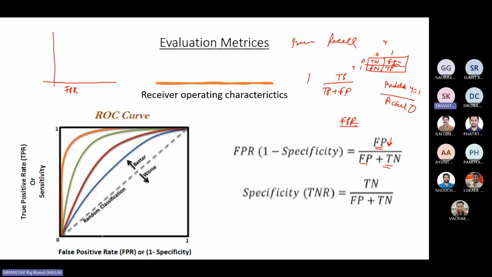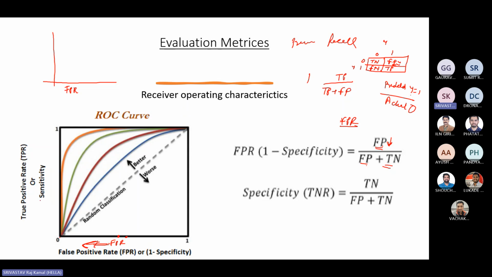So in this graph, this is a graph from 0 to 1. This is the false positive rate. We want this false positive rate to be on the lower side. Whatever the number is here, we want it on this side. You will agree with me.